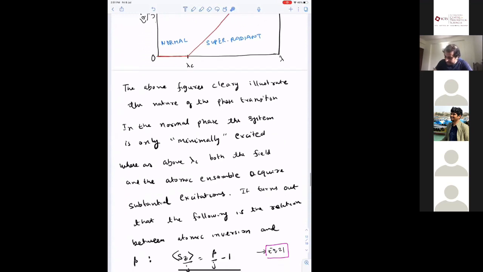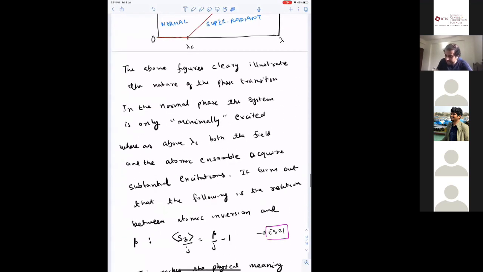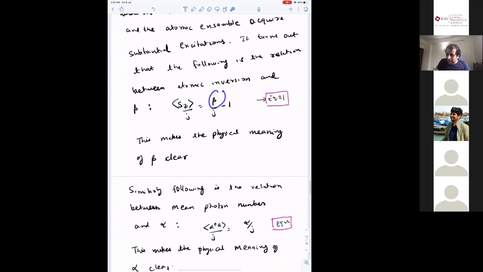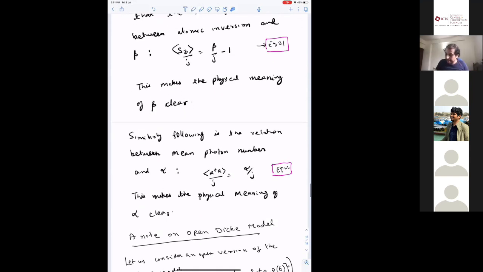So I hope everything is clear here. These are just some words in which in the normal phase, the system is only minimally excited, whereas above lambda critical, the field and the atomic ensemble acquire substantial excitations. Now the alpha and beta, which were just introduced, their physical meaning is basically clear, right? So there is no confusion about their physical meaning. Alpha is actually related to the photonic number.